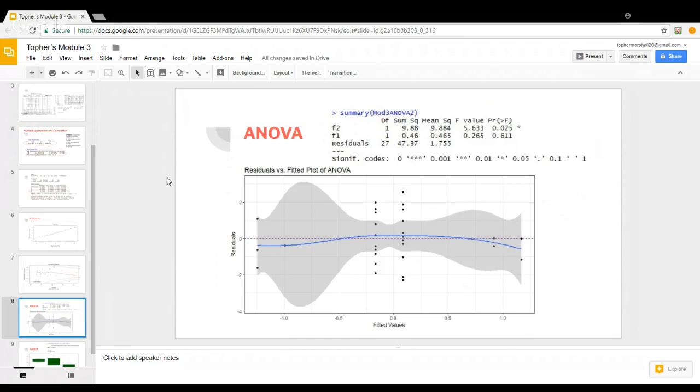Like multiple regression, ANOVA has several assumptions that we should make sure are met. In fact, they're almost the same set of assumptions between the two. So as you can see with the data here, based on the fitted plot, the data is somewhat homoscedastic, and it gets pretty close. It's hovering within like 0.5 on either side.